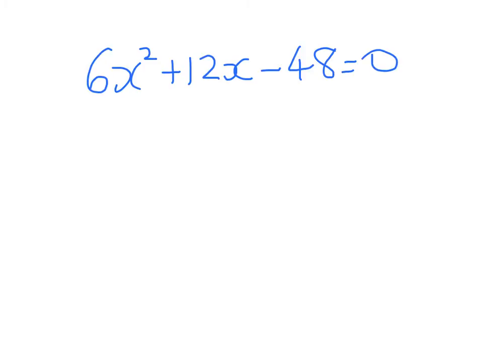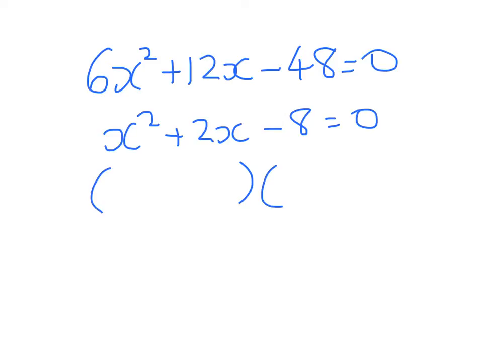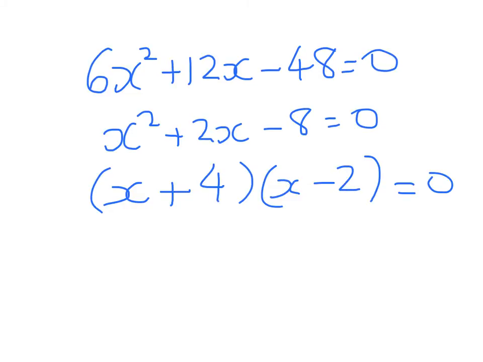Okay, so the quadratic we've got to solve is 6x squared plus 12x minus 48 equals 0. First thing I'll do is divide through by the common factor of 6. I get x squared plus 2x minus 8 equals 0. Factorising it like this, I get x plus 4, x take away 2 equals 0. So x is equal to negative 4, or x is equal to 2.